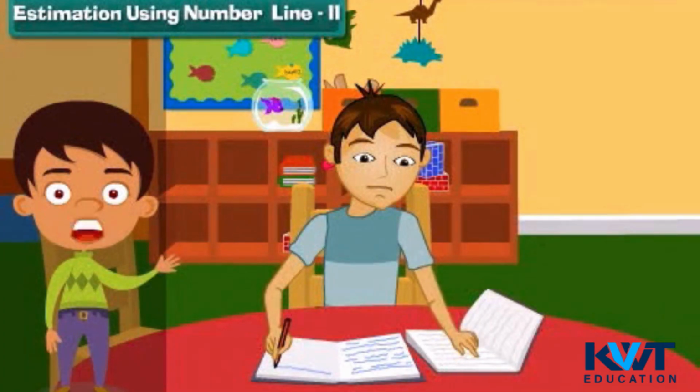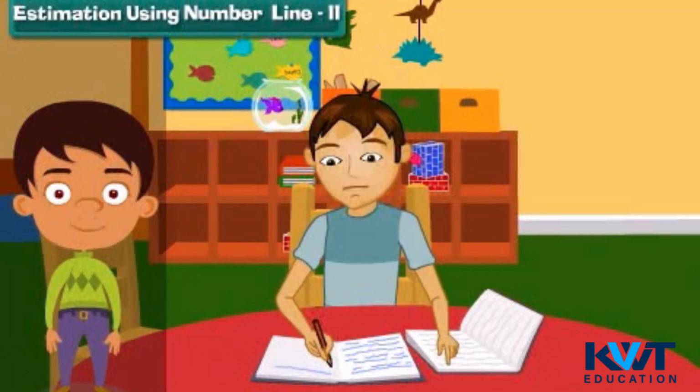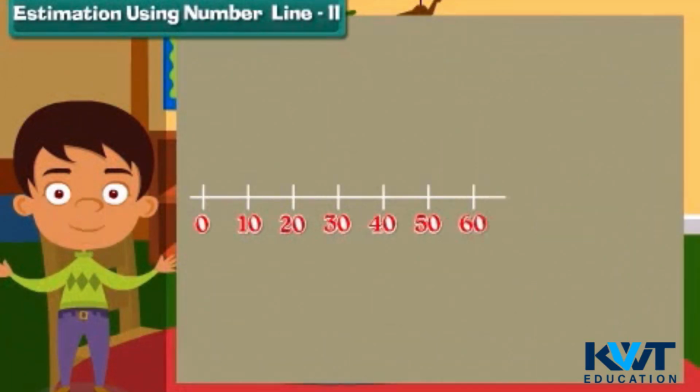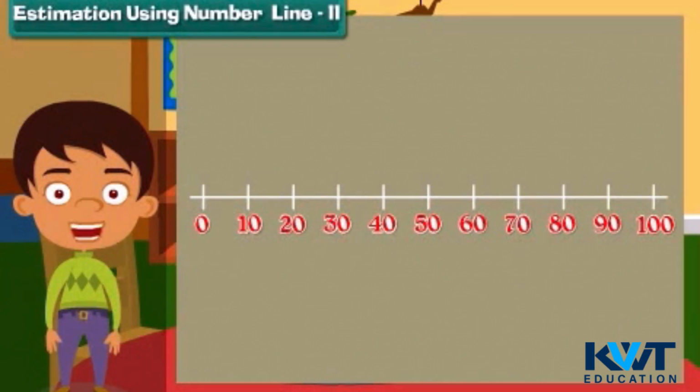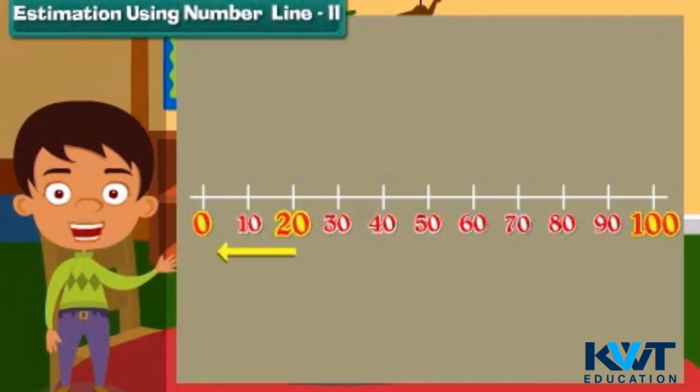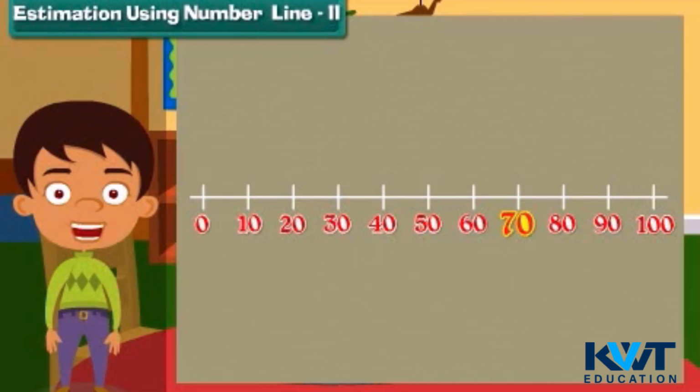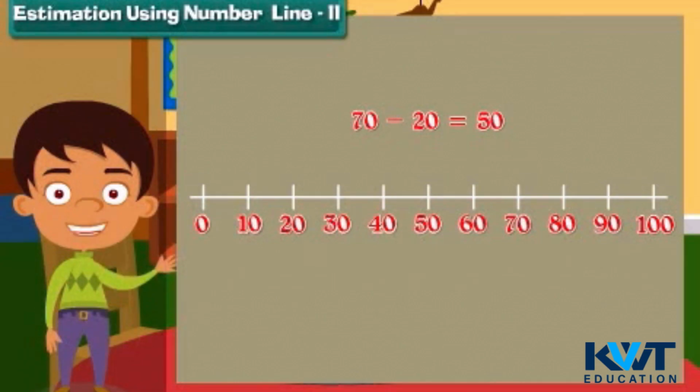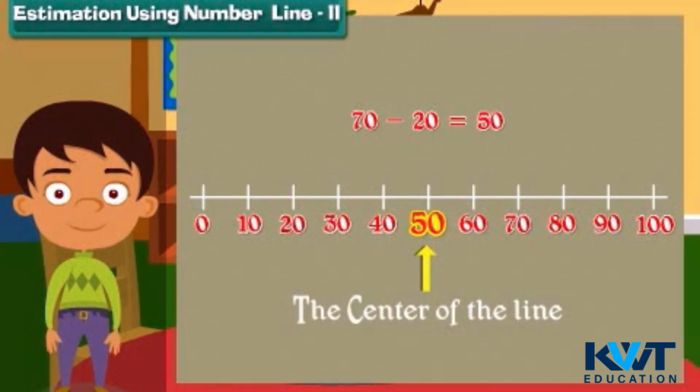Estimation using number line 2. Let us now consider a bigger number line from 0 to 100. Can you guess the position of number 20 on this line? It will be near 0 or towards 100. Yes, it will be near 0. What about number 70? Yes, number 70 will be near 100. Subtracting 20 from 70, we get 50. And the position of 50 will be the center of the line.